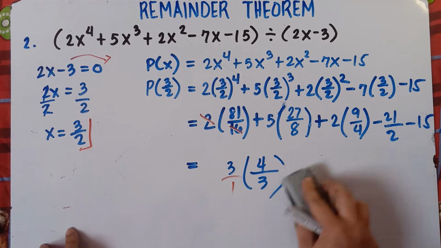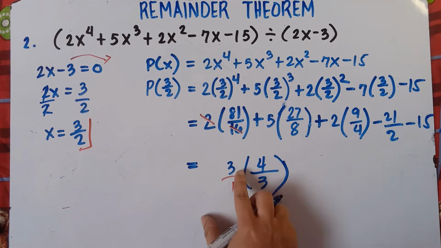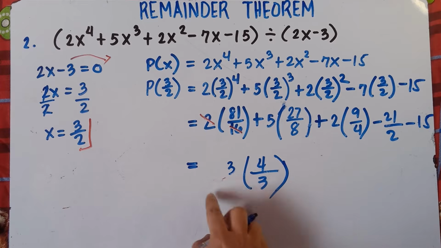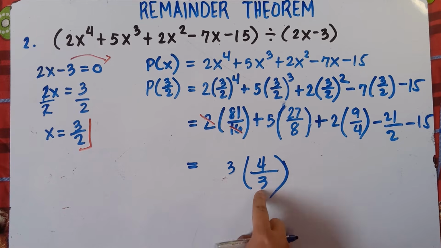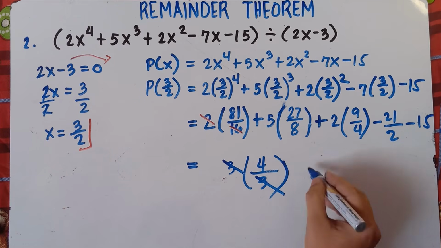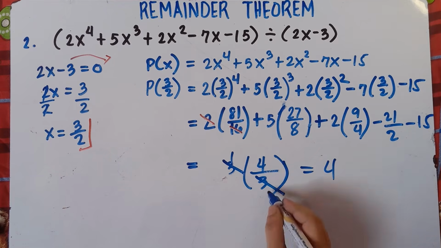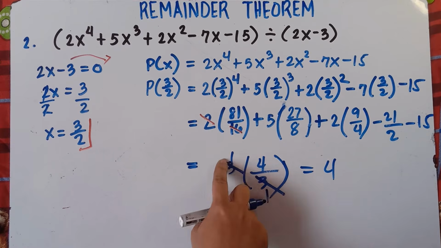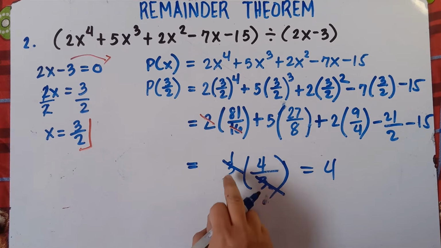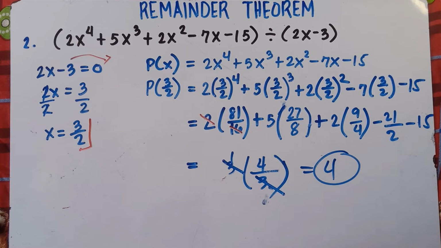But actually, class, you can do it in a simple way. There's another solution for this one. You can reduce 3 and 3, right? Because 3 divided by 3 is 1. So you can cancel this out. And your answer is simply 4, because this is 1 and 1. 3 divided by 3 is 1. Then 1 times 4 is 4. You will have the same answer.